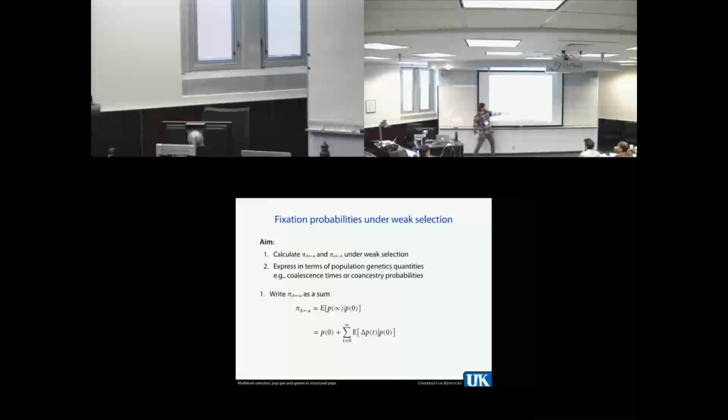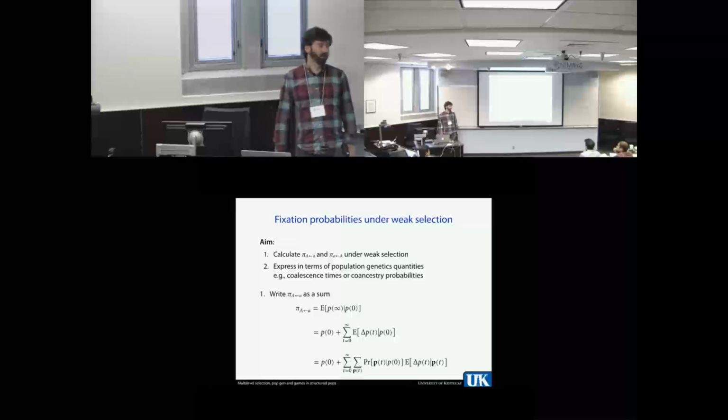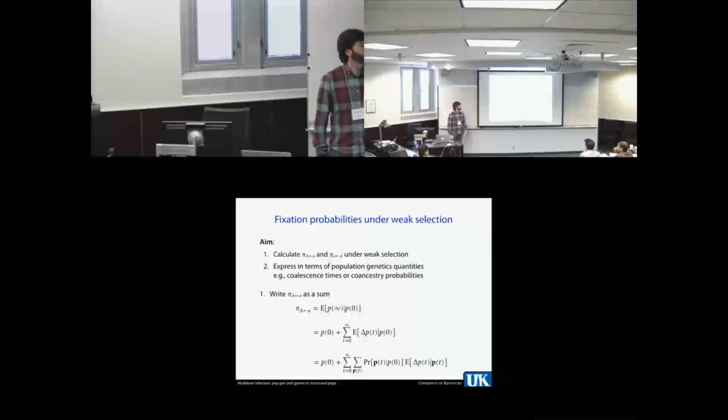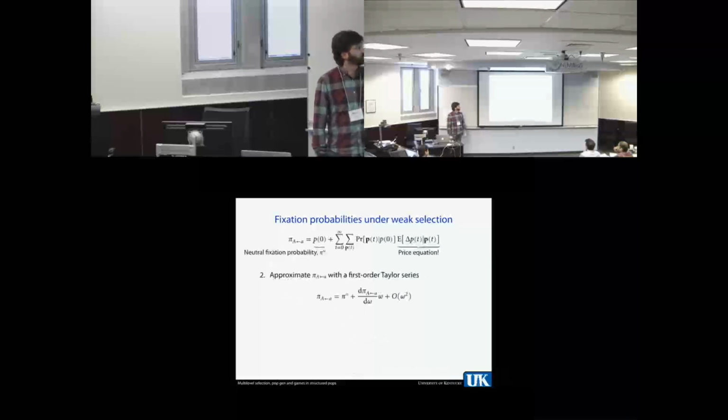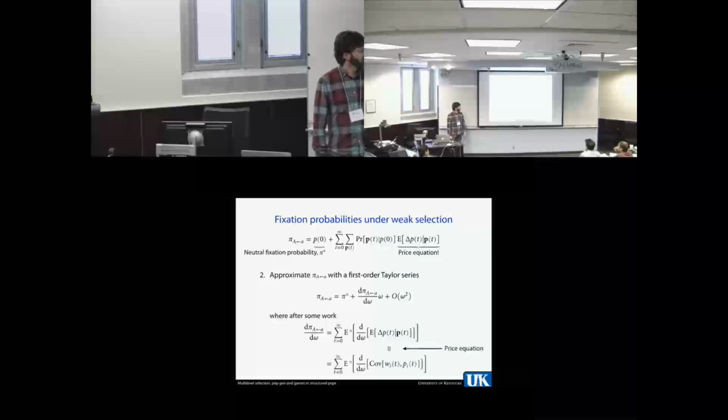This makes no assumption about what the state of the world is at time t. It has a distribution of states. So in order to actually get the Price equation out of it, we have to extract that and sum across the probability of every single configuration the population could be in at time t. And then we just use the Price equation. We replace this thing with the covariance.